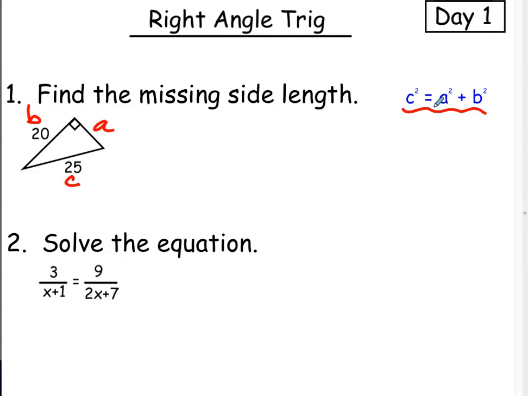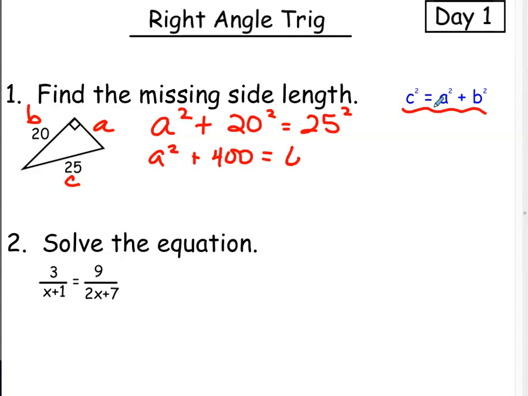We want to go ahead and plug them into the Pythagorean theorem. This is our way of finding a missing side. If we know two sides, we can find our third one. So A squared plus B squared, which would be 20 in this case, squared, equals 25 squared. What is 20 squared? Okay, so A squared plus 400 equals 25 squared. 25 squared. Thank you. All right, go ahead and solve for A.